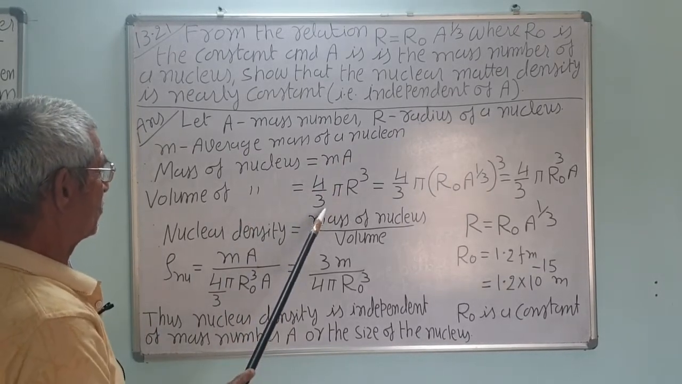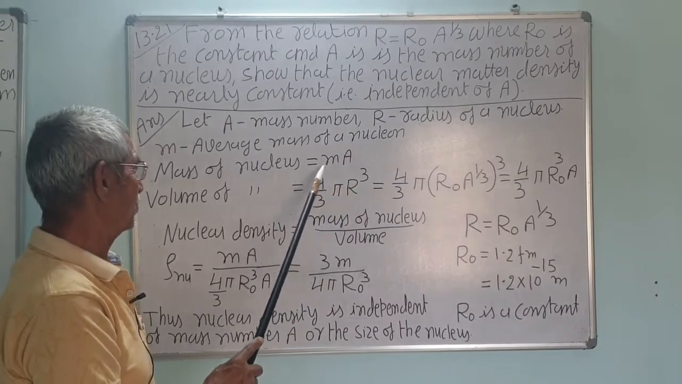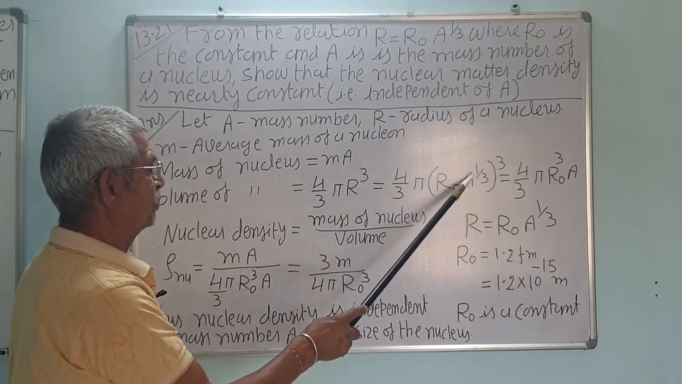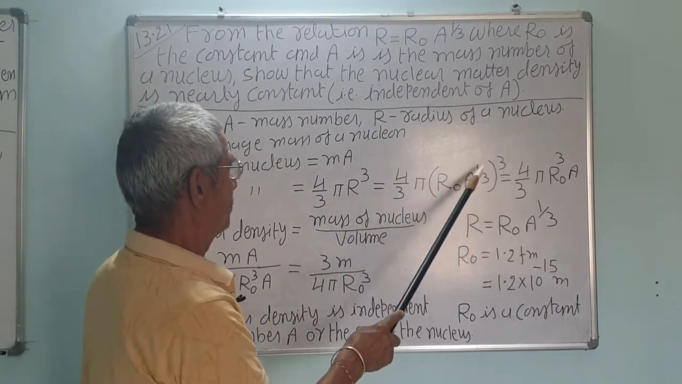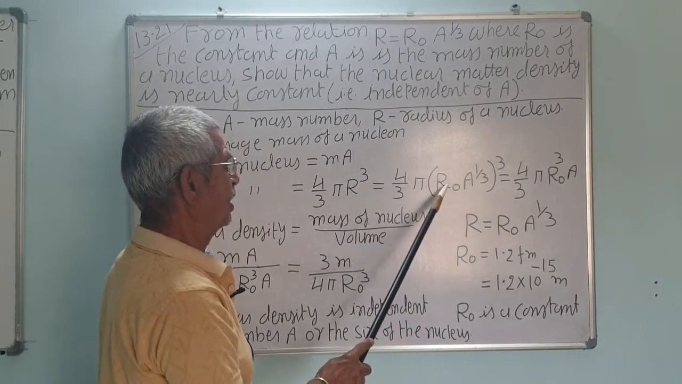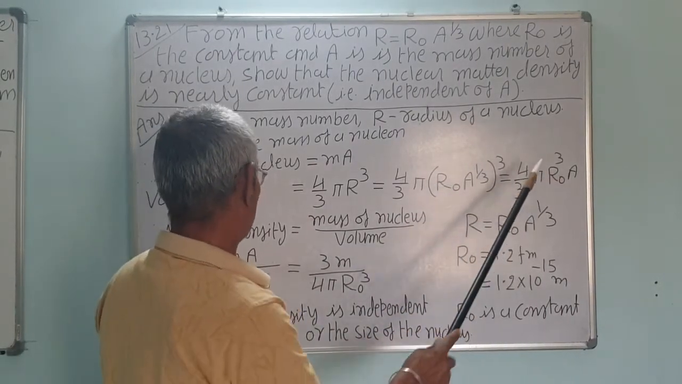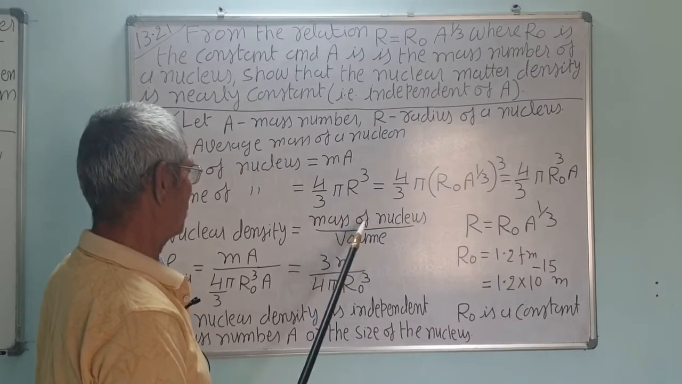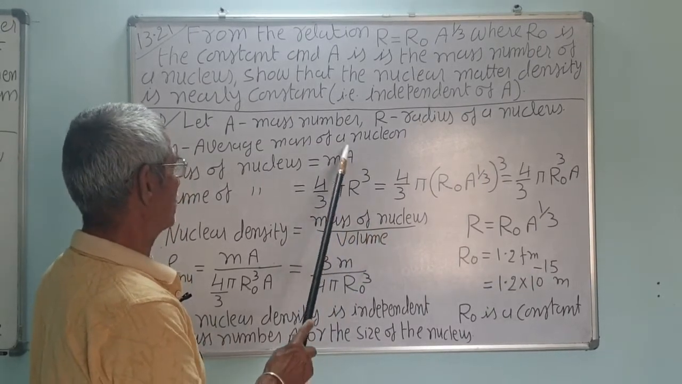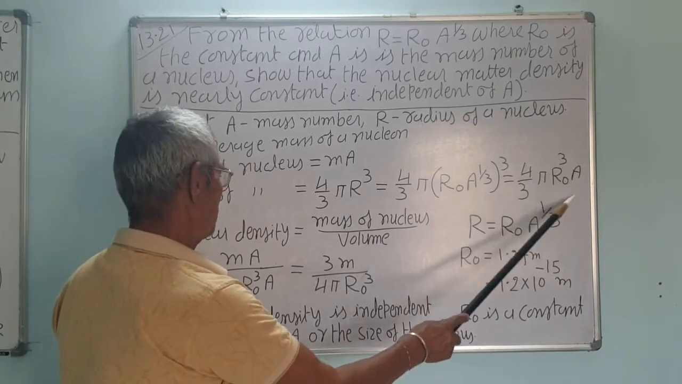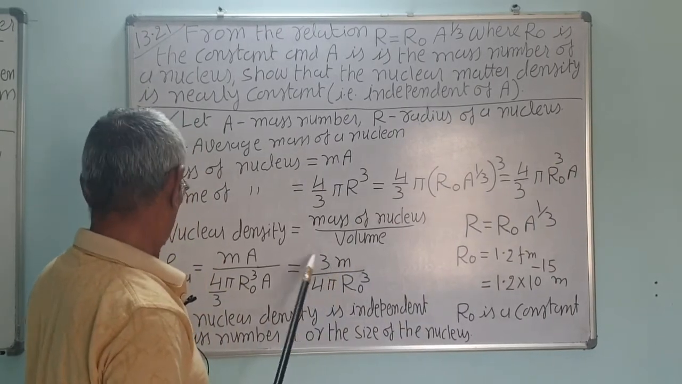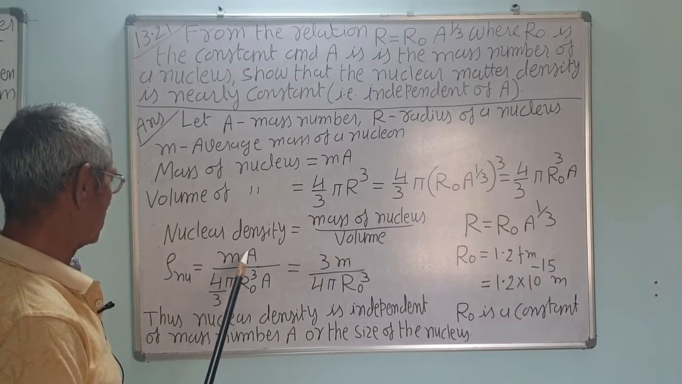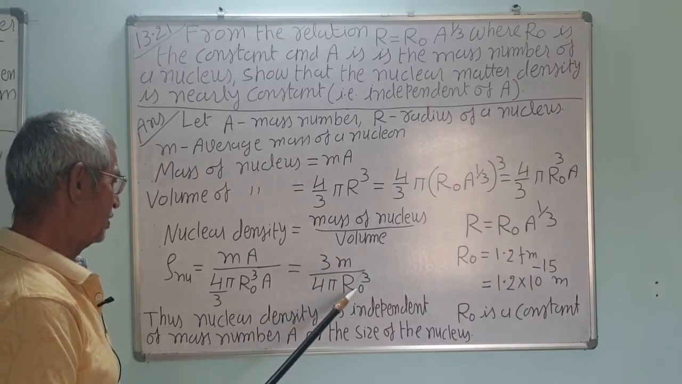And the volume is given by 4/3 pi R cube. You know the volume of a sphere, that is 4/3 pi R cube, with R equal to R0 A raised to 1/3, so the cube is R0 cube into A. That is equal to 4/3 pi R0 cube into A, correct. This is the volume. Now the density is given by mass upon volume: the mass of nucleus M A upon the volume, that is 4/3 pi R0 cube A. The 3 will go up, and A will cancel. So 3M upon 4 pi R0 cube.